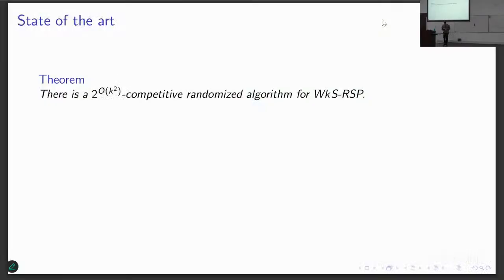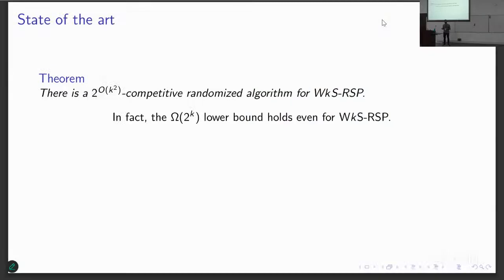Now the second result, which I'm going to just state, is that we also give an exponential in k-square competitive algorithm for the second relaxation, which is the weighted k-server with the reveal service pattern. We also show that the exponential lower bound for the weighted k-server also holds for this relaxation, weighted k-server with the reveal service pattern. So it is almost understood that the competitive ratio for this problem is exponential in some poly k.